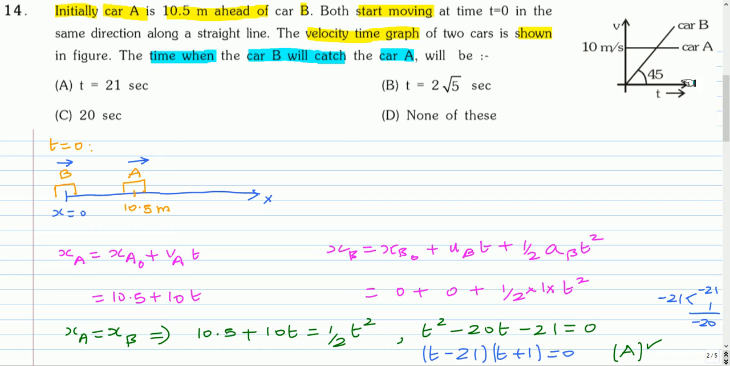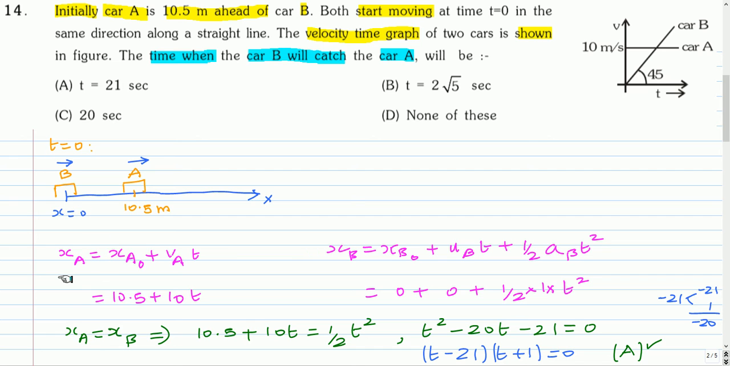So this is the velocity time graph. Car A is moving with a uniform velocity of 10 meters per second. Car B is starting from 0 speed at t equal to 0 and is accelerating. So we can expect car B to overtake car A at some instant. At time t equal to 0, this is the situation. Car B is behind and car A is ahead by 10.5 meters. Let us choose the x-axis such that the origin is at the location of B at time t equal to 0.